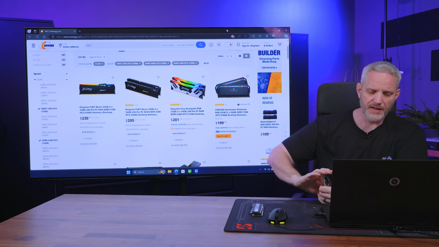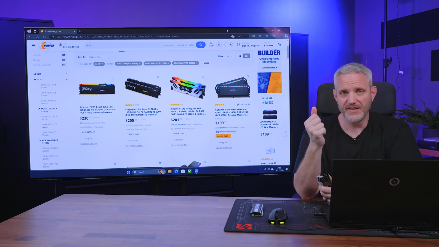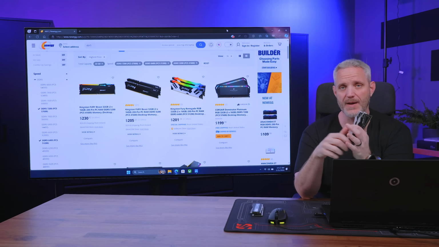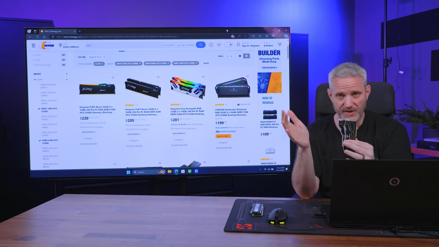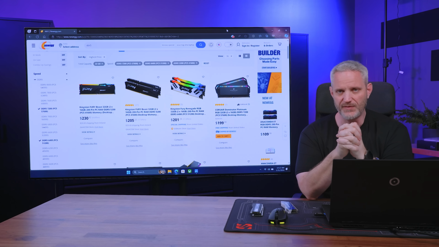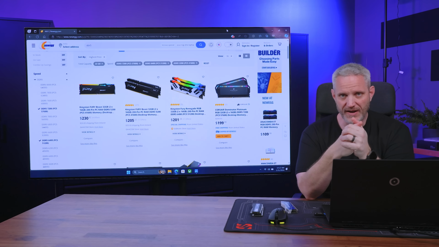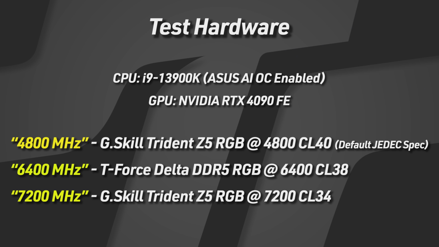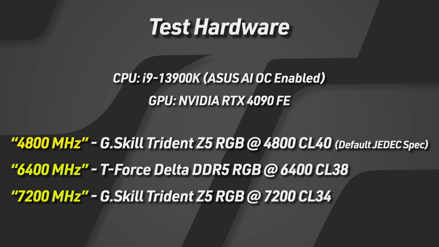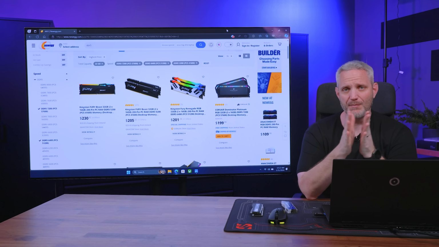So what I did for the comparisons is I compared 7200 megahertz, 32 gigabyte sets of RAM versus base clock speeds at 4800. If you don't know, the base clocks, the DDR5 JEDEC specifications, are 4800 megahertz CL40 versus 7200 megahertz at CL34. But we also threw in 6400 megahertz RAM at CL38. So what you're going to see are a couple of different things compared to get a slow, medium, and fast.